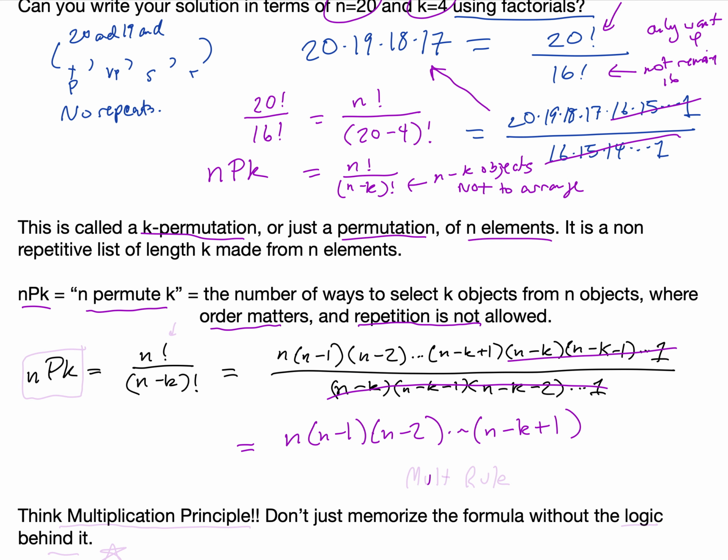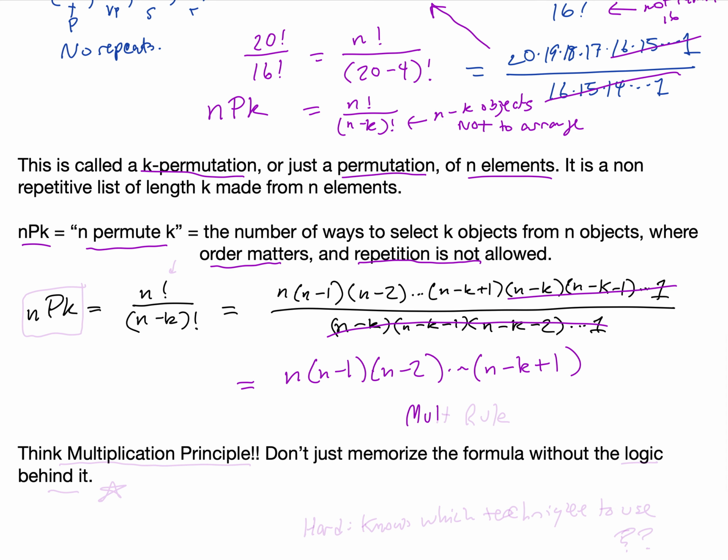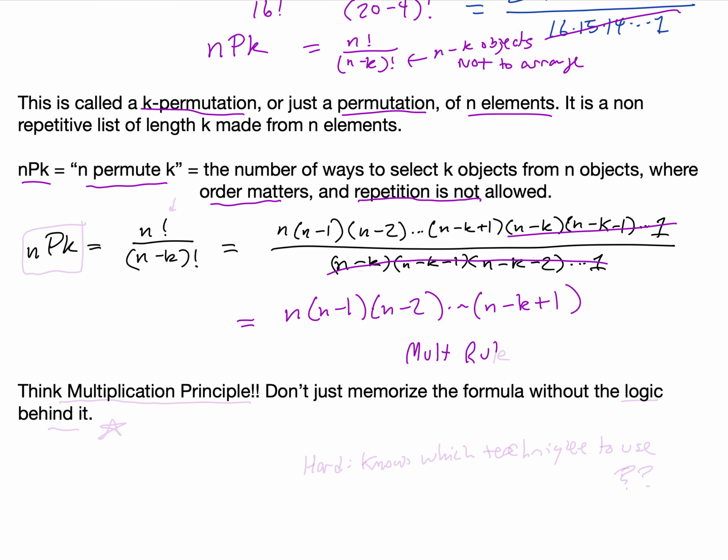I'd like to highlight here that what we can get with this formula is the same thing that we get using the multiplication rule. So we didn't really learn anything new here besides a new formula and this factorial symbol. And so I want you to keep thinking about the multiplication principle. Don't just memorize the formula without the logic behind it.